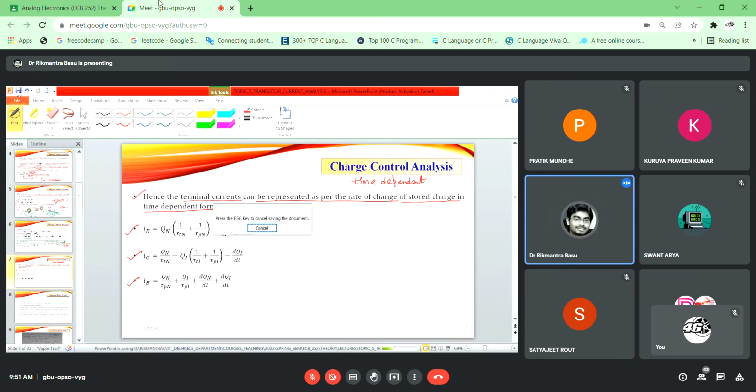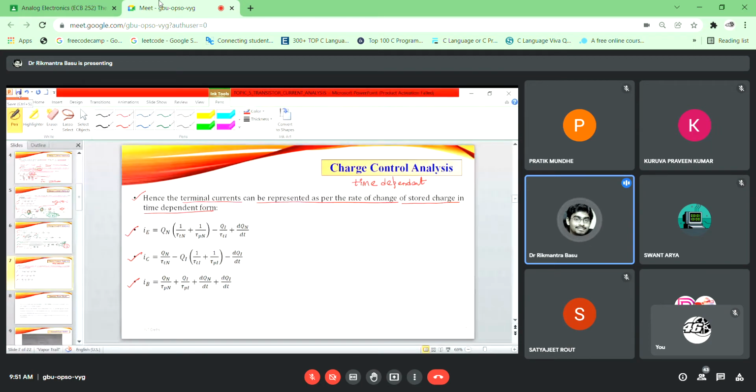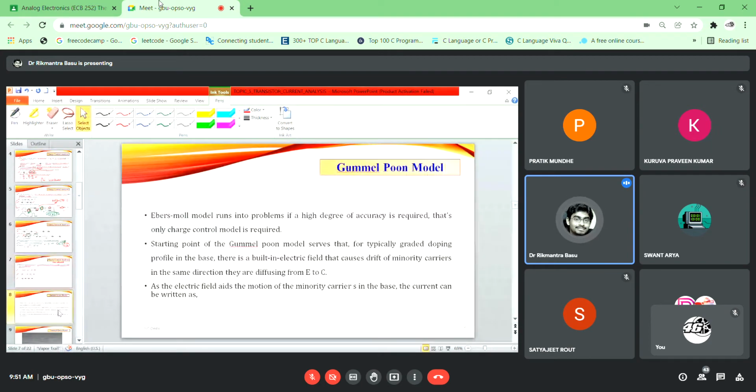So if we take it in terms of the charge, how does it look? There is another model we are going to take care of very quickly, known as the Gummel-Poon model. Why is it required? The Gummel-Poon model, or there is another name also, the Ebers-Moll model. In some books, I don't remember exactly, in Boylestad and Nashelsky's book, it is the Ebers-Moll model, which runs into problems if a high degree of accuracy is required. Only the charge control model requires that. Whenever we analyze a charge control model, a very high degree of accuracy is required, which we may not need for 24 billion transistors when we are analyzing.